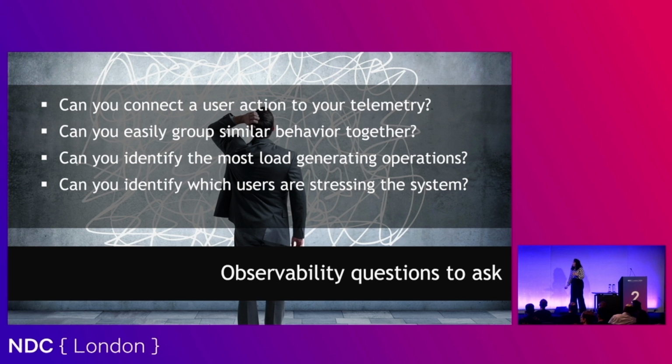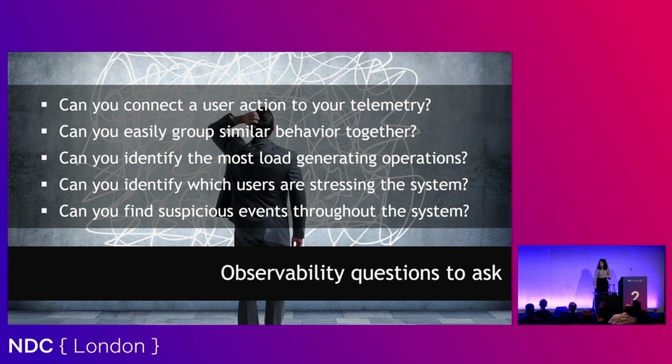Can you identify which users are stressing the system? What are they doing? In what order? And why? And finally, how easily can you find suspicious events throughout the system? Now, these are just a couple of my examples. The idea is that you come up with your own questions so that whenever someone is creating a new feature or changing some kind of logic, they can actually look at these questions and then ask themselves, what telemetry do I need to create in order to be able to answer those questions?